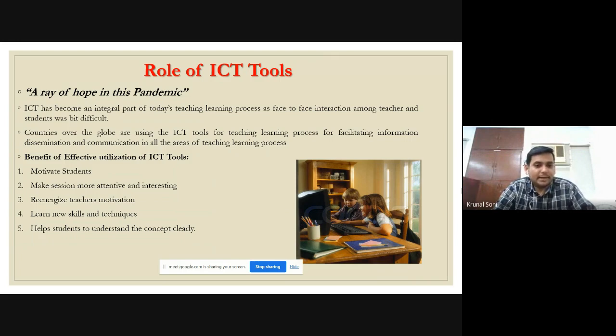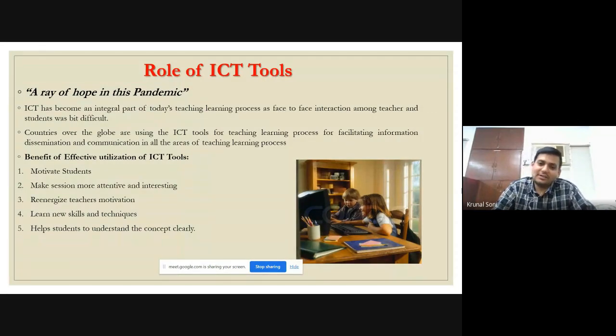The second point is that they make sessions more attentive and interesting, right? Right now I'm sharing the content on ICT tools' benefits, so you can see the pictures on your screen. This makes my purpose very clear. It shows how happy the students are with their learning online, sitting at computers and having access to various tools and software where they can search and enhance their own knowledge. So yes, it makes sessions more attentive and interesting.